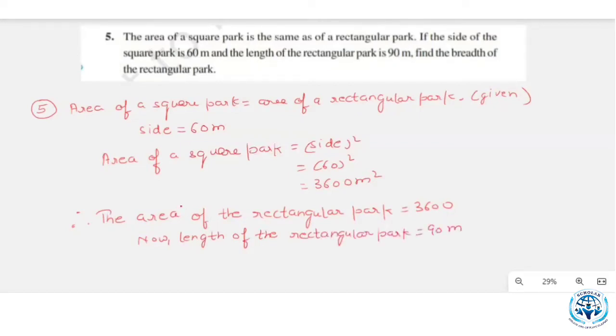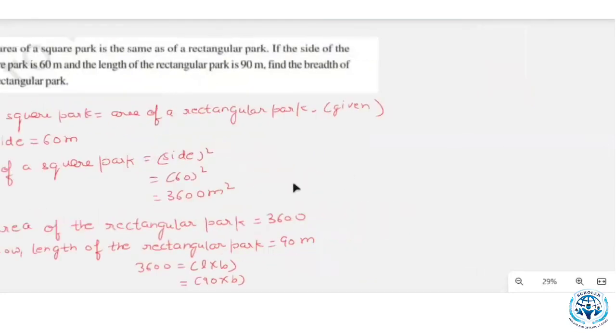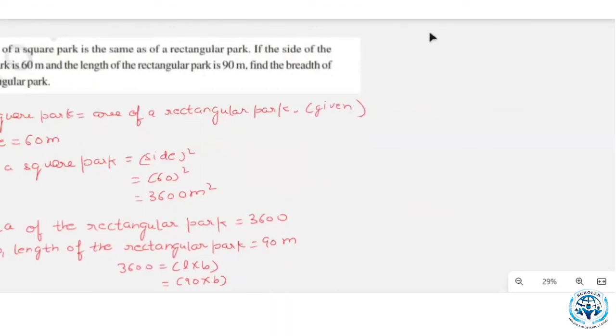Length of the rectangular park is 90 meter. 3600 is equal to length into breadth, which is the area of a rectangle. That means 90 into breadth. Length is given, we have to find out the breadth. This is the way to calculate.